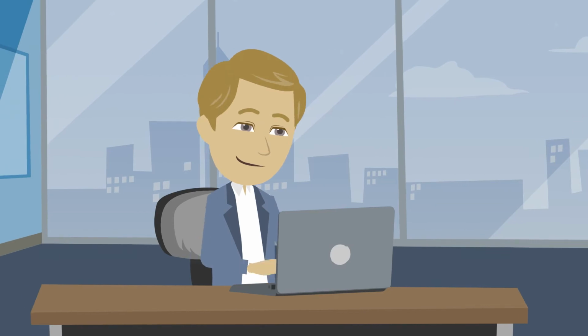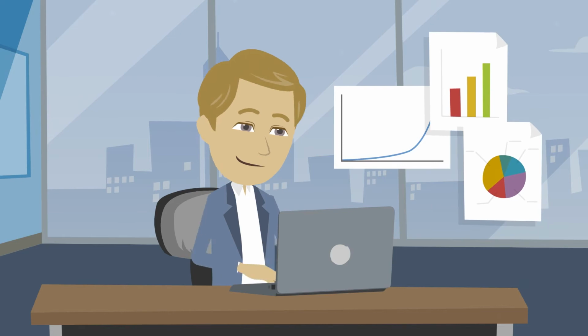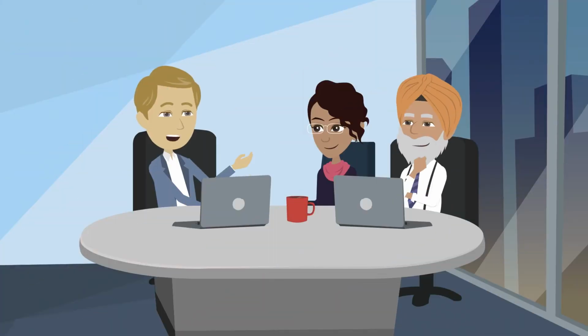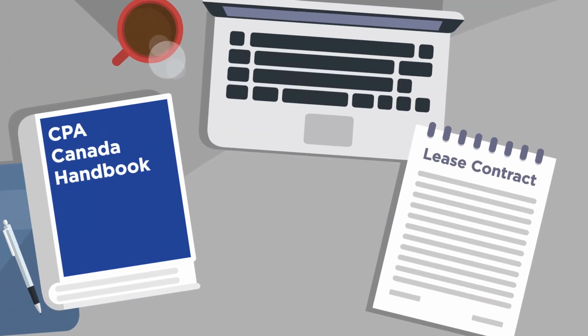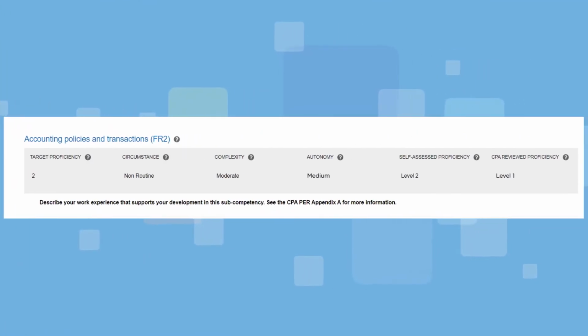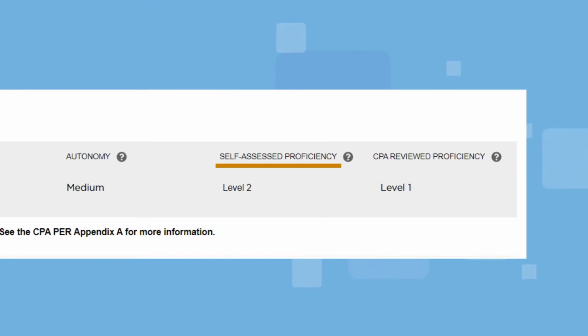During his first 12 months, Jason worked primarily on routine journal entries for revenue and expense accruals. He also had exposure to a complex transaction where he researched the appropriate accounting treatment for a new lease contract. As such, Jason felt he was performing at Level 2 in the subcompetency.